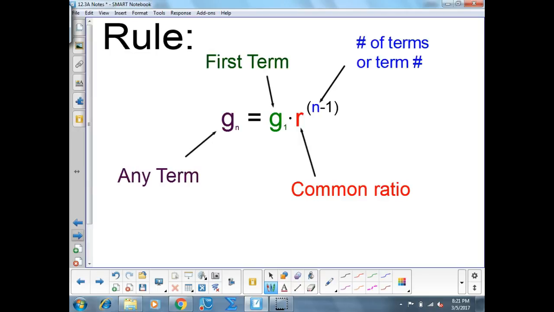Okay. The rule that we have for geometric sequences and series, to find any term, G sub n. Notice how we've switched now from A sub n to G sub n because we're talking about geometric series now. Okay, so any term is equal to the first term of the sequence times the common ratio r to the n minus 1 power.